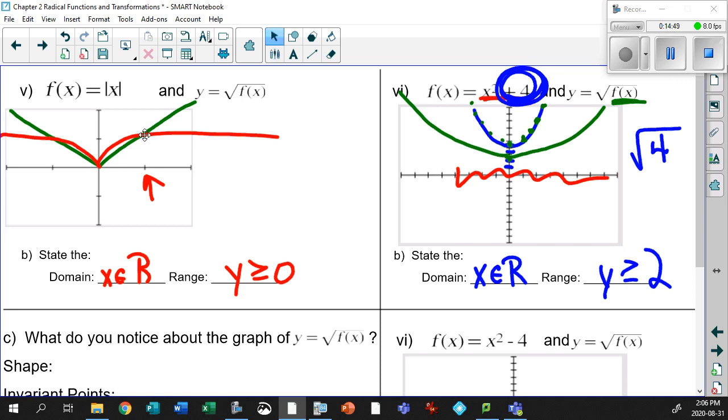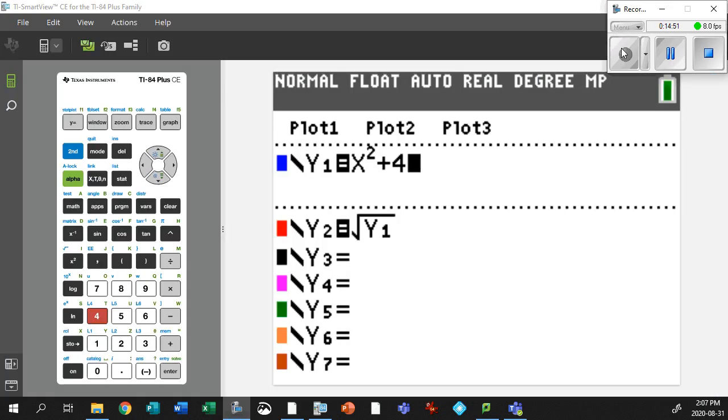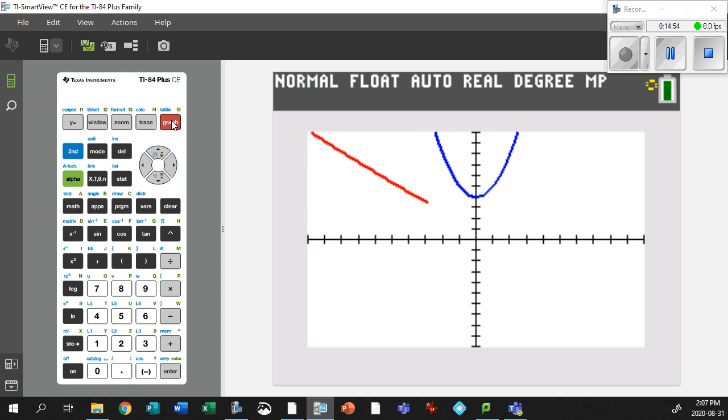Neat. Oh, let's prove it. Let's put it on the graph. I got it in there for you already. Graph it. Boom. Just as I predicted. Neat.